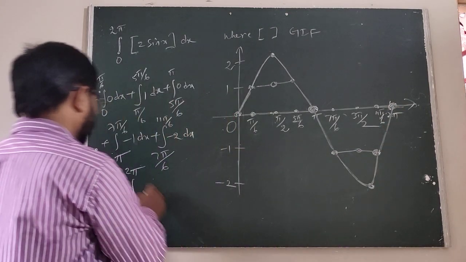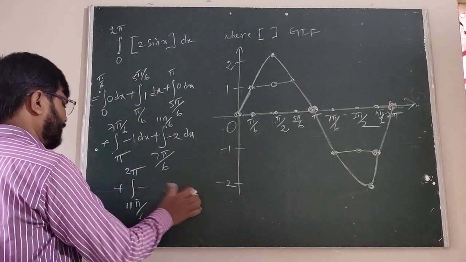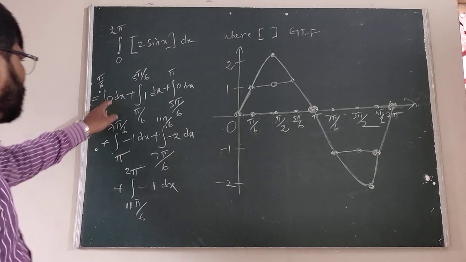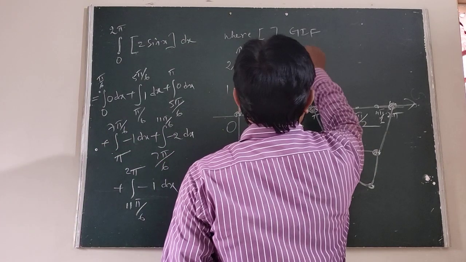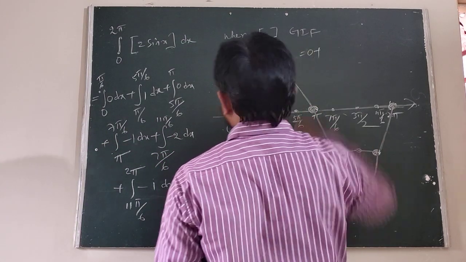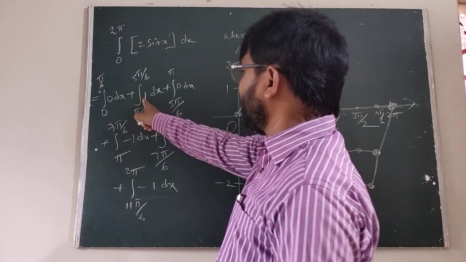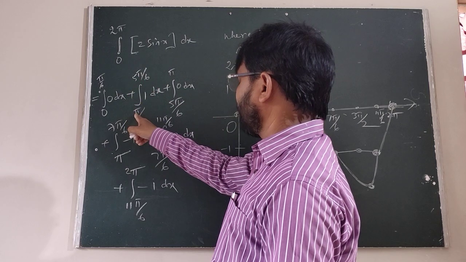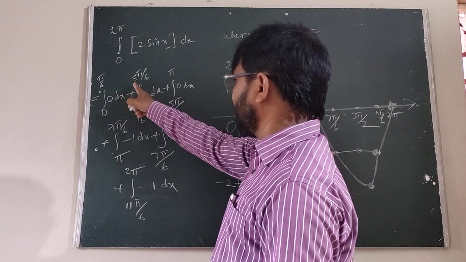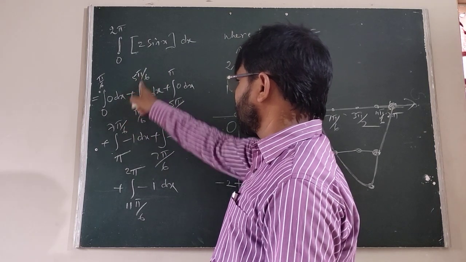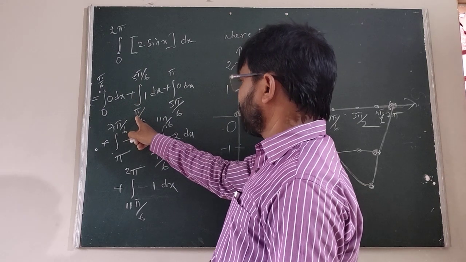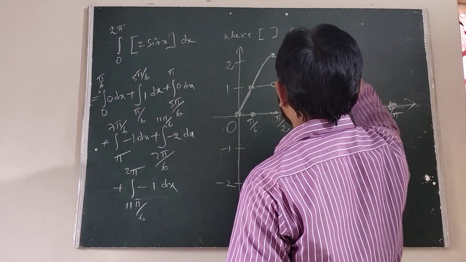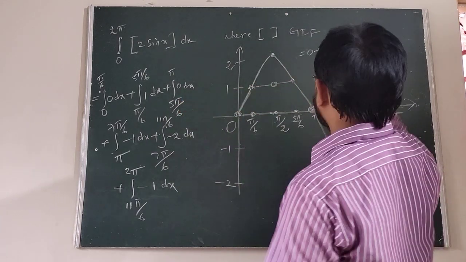Now we can write minus 1 dx. Therefore, how to write this one? The first one is 0. The solution is, the first one is 0. Now this is integral 1 dx, which is x. Now this is 5 pi by 6 minus pi by 6. All of you listen here, clear? That is 5 pi minus pi, which is 4 pi by 6. The next one, this is 0 again.